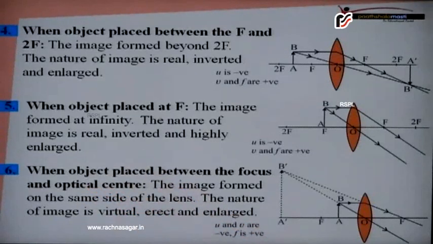In the last case, which is a very important case for the convex lens, the object is placed between the focus and the optical center. After refraction, we observe that the rays meet again behind the object, that is on the same side as the object, so the image is erect, enlarged and virtual. This is the only case in the convex lens where the object is placed between the focus and the optical center and the final image is virtual in nature.